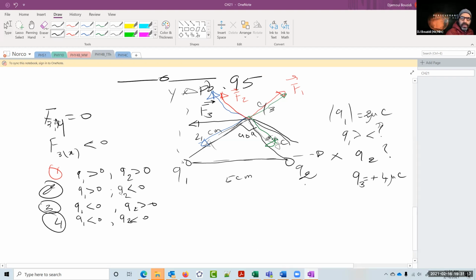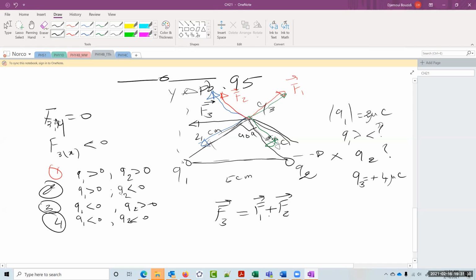Remember, F3 per superposition is supposed to be F1 plus F2. Which one should it be? The blue forces. Do you guys agree with him? I agree. Camilo? Okay, Taurus agrees. It is clearly the one with the blue forces. Do you guys see that? And that is case number 1, 2, 3 or 4 from the diagram.